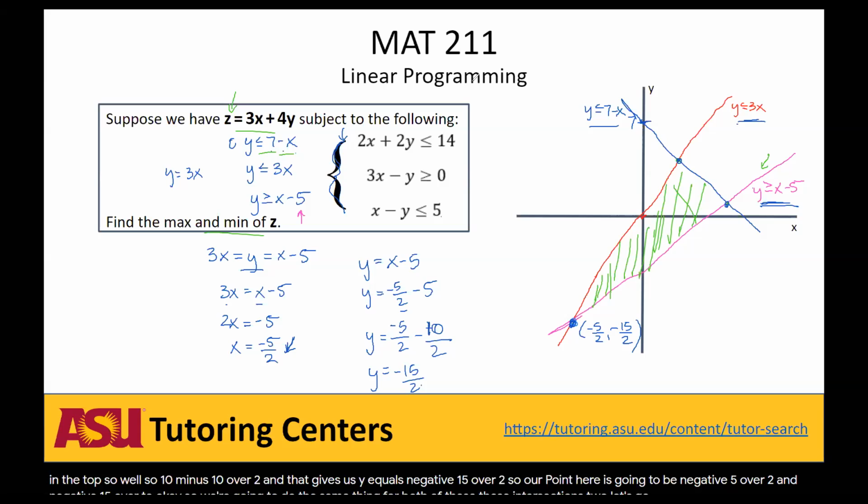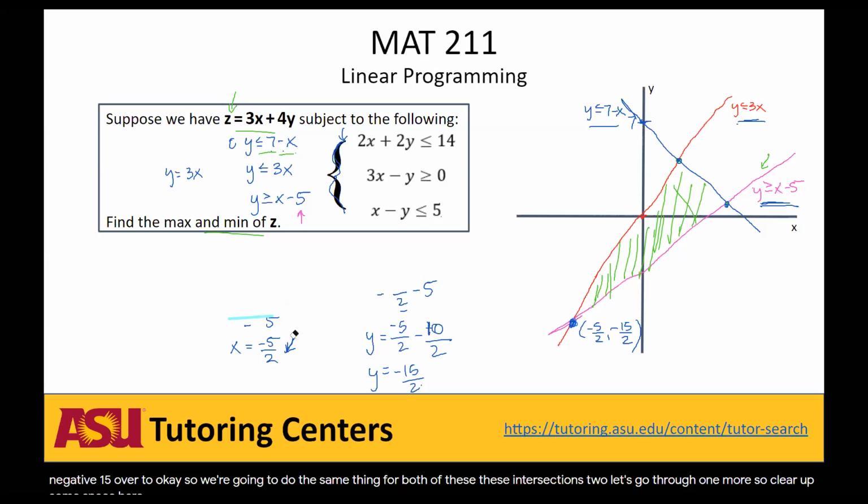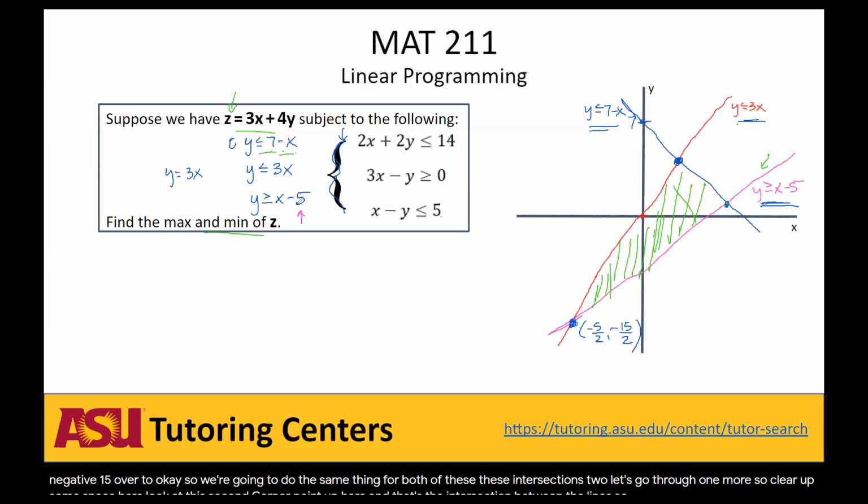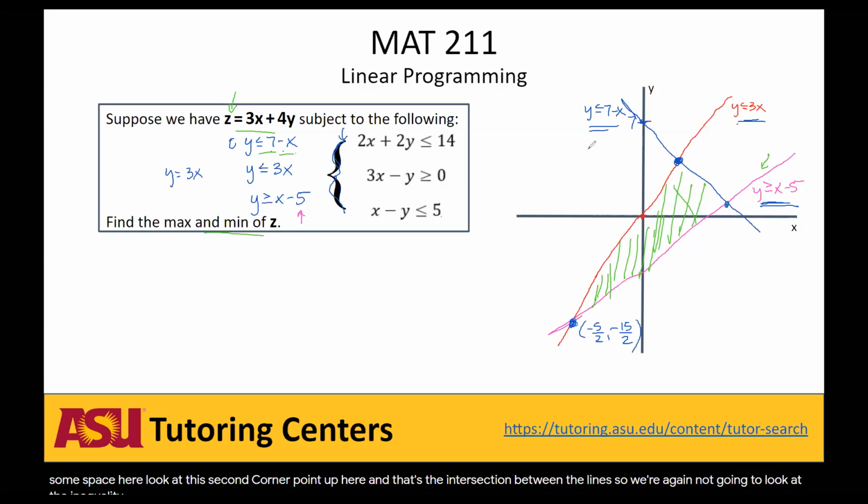Let's go through one more. So we'll clear off some space here. Let's look at this second corner point up here. And that's the intersection between the lines. So we're, again, not going to look at the inequality here, just the equality. Where the lines y equals 7 minus x and y equals 3x over here. So again, we're going to do the same thing, set them equal to each other.